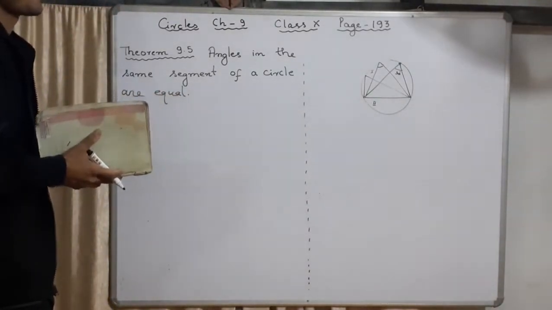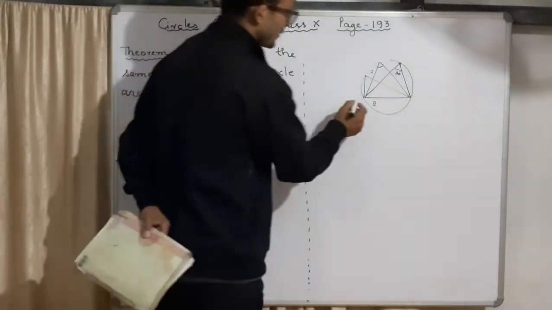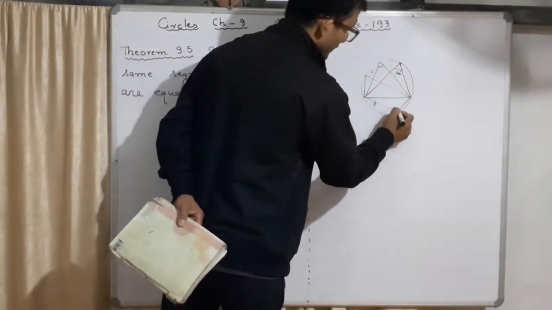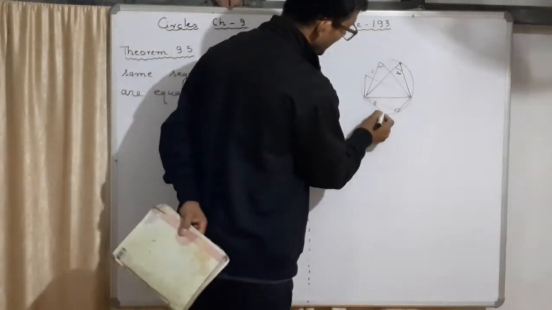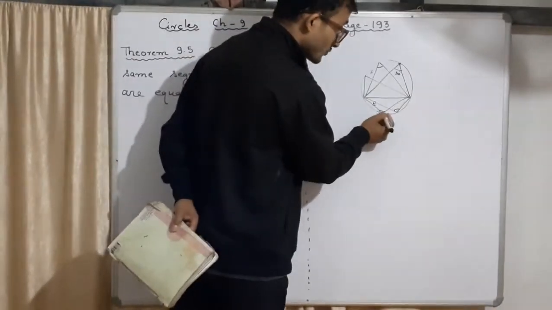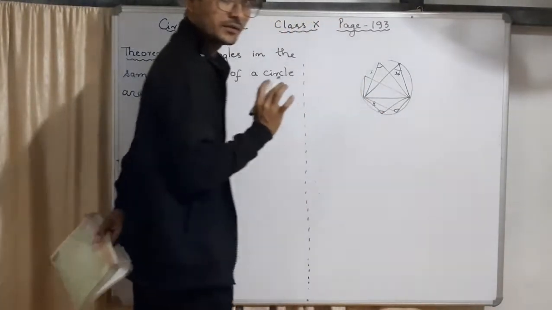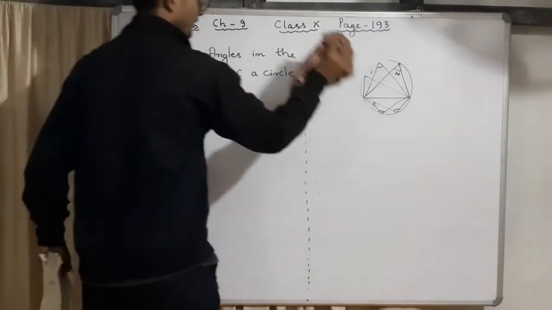Okay, this is the one. This is what we are going to prove. Similarly in segment 2 also, suppose this is 50 degrees or 60 degrees or 70 degrees, whatever, that will be equal to this angle, 70 degrees. Why? Because these two are in the same segment. So this is the challenge. We have to prove it, and after that, every time you are going to use it. Okay, let me start.